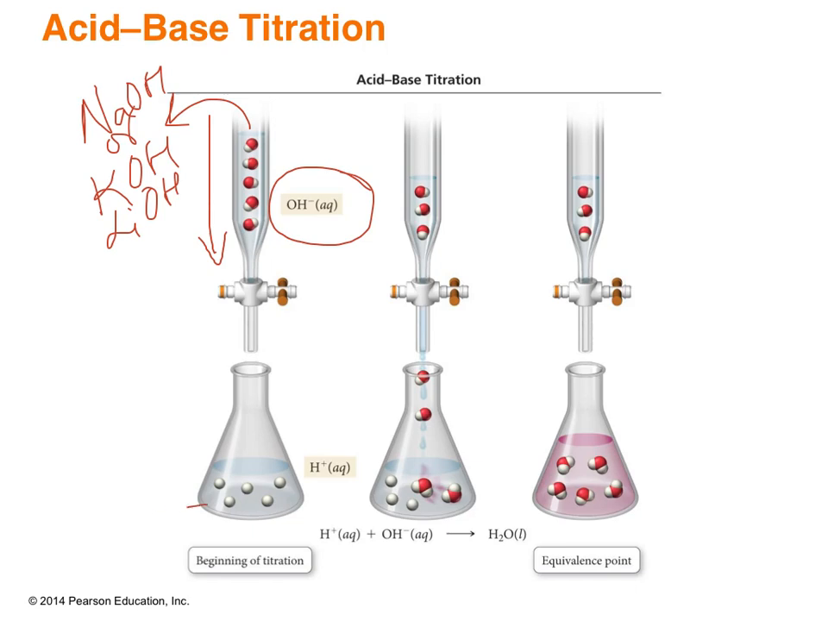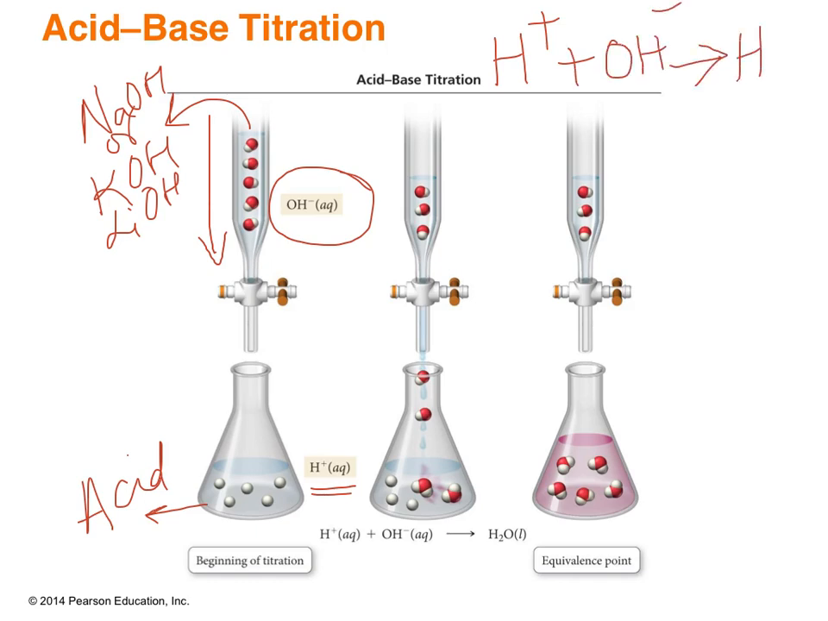Now in this Erlenmeyer flask, we have an acid solution which contains the H plus ions. This is any acid solution that contains the H plus ions. The idea is that this is the reaction that's being studied. And what does this reaction tell you mainly? If you look at the stoichiometry of this reaction, 1 mole of H plus is required to react with 1 mole of OH minus, right?